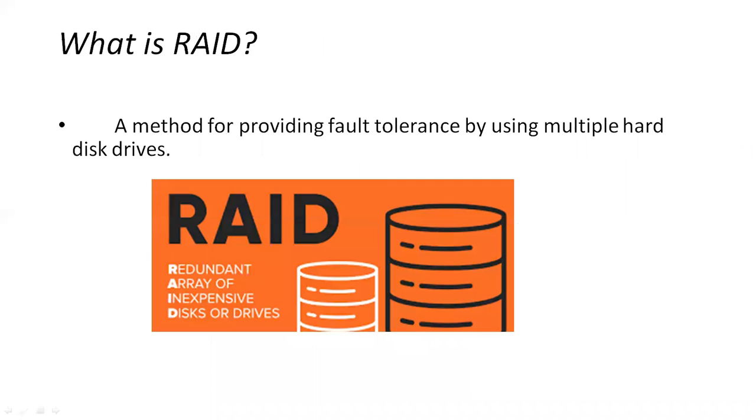What is RAID? A method for providing fault tolerance by using multiple hard disk drives. That is, RAID, redundant array of independent disks, is a way of storing the same data in different places on multiple hard disks or solid state drives to protect data in case of a drive failure.